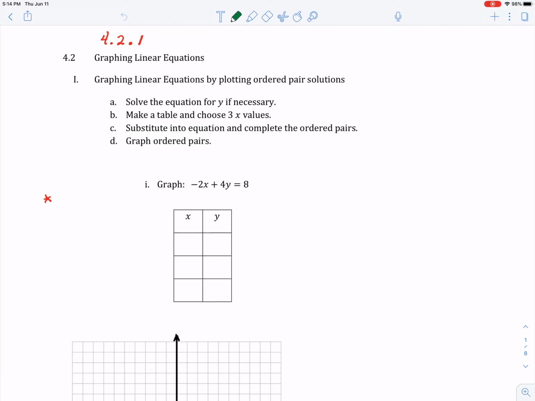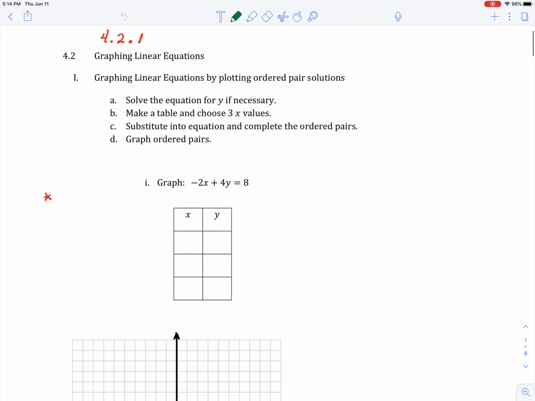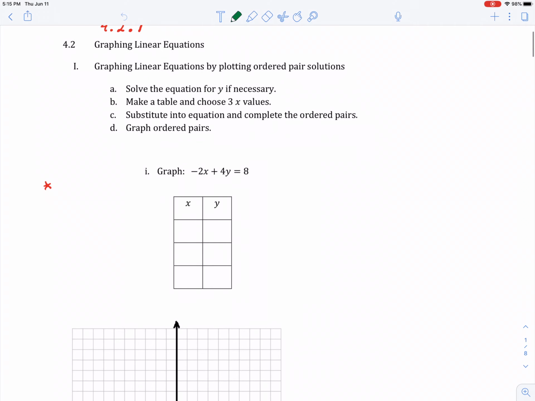And it says that we should make a table, and we need to choose 3 x values, substitute into the equation, and complete the ordered pairs, and then finally graph the ordered pairs. The first step says solve for y if necessary. I'm thinking if I want to do that or not. I guess I can do that. You don't have to do that, but I will go ahead, and we'll see how this works out.